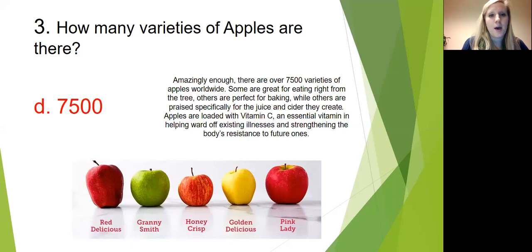Question 3. How many varieties of apples are there? And the answer was D, 7,500 different apple varieties. It's known that some different apples are good for eating straight from a tree. Some are good specifically for apple cider. Some are recommended for baking. And actually, a few of the top apples for baking are Granny Smith apples, Cortland apples, Braeburn apples, and Honeycrisp apples.